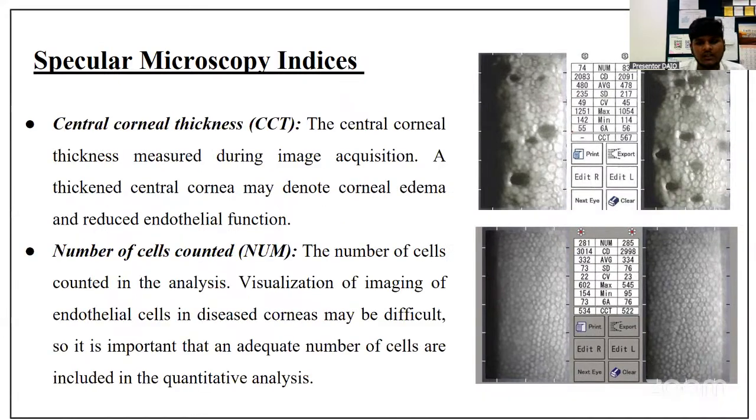Central corneal thickness is measured during image acquisition. A thickened central cornea may denote corneal edema and reduced endothelial function. Number of cells counted: visualization of the endothelial cells in diseased corneas may be difficult, so it is important that an adequate number of cells are included in the quantitative analysis.